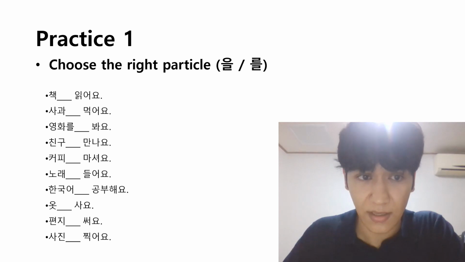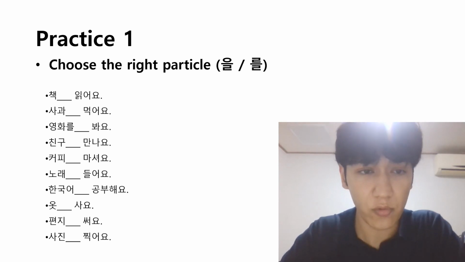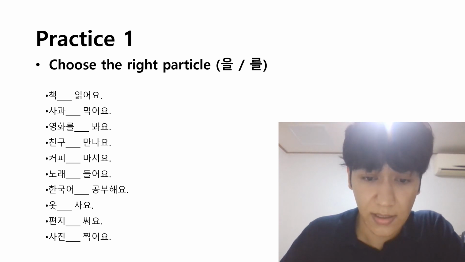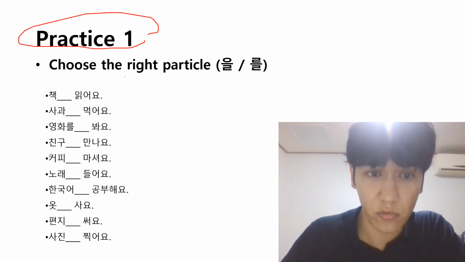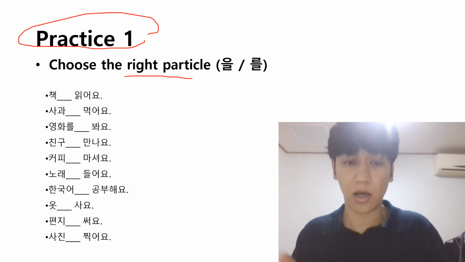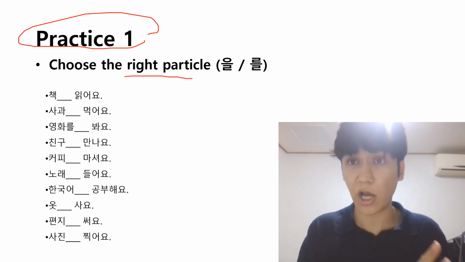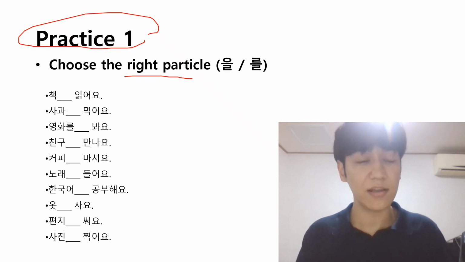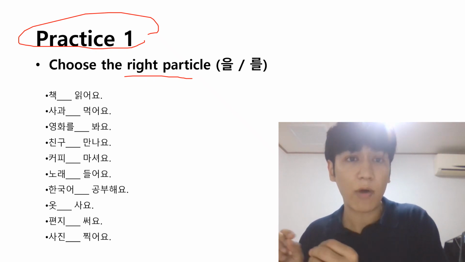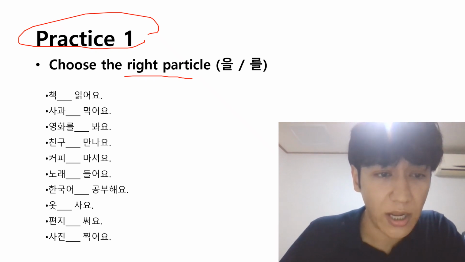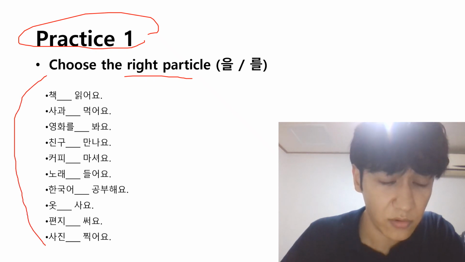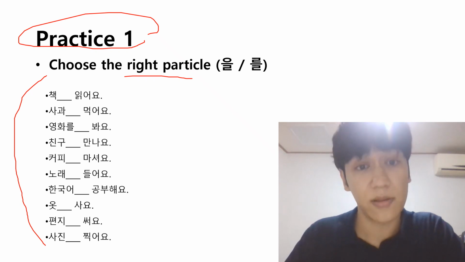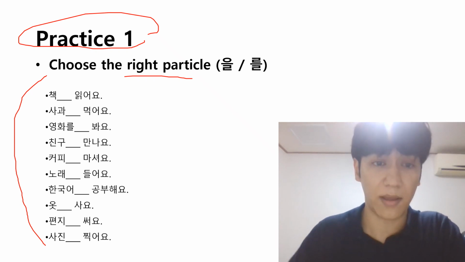Okay. And I have two practice exercises for you to check your knowledge. The first one is very easy. You need to choose the right particle, 을 or 를, depending on the last letter of a noun. If it's a consonant ending noun, you need to use 을, right? 책을. But if it's a vowel ending noun, you need to use 를. 사과를, 친구를. There are, I guess, 10 sentences here. You can check, and if you want to check your answer, you can just leave your answers in the comments section so I can check and give my feedback.